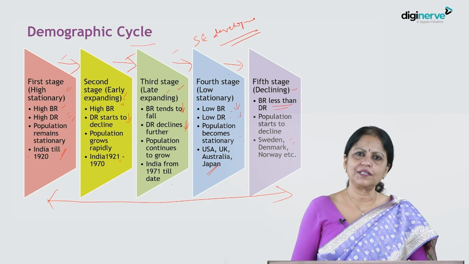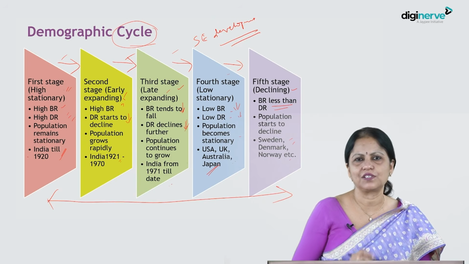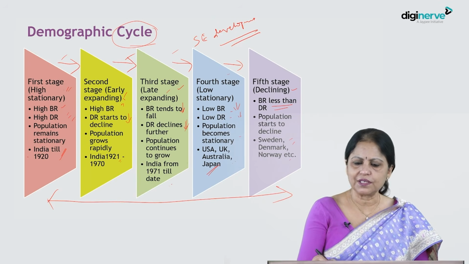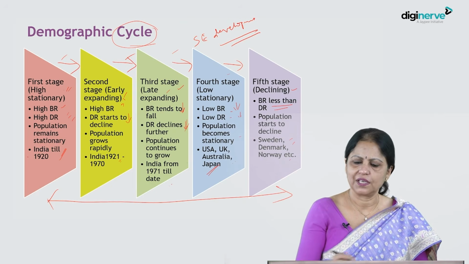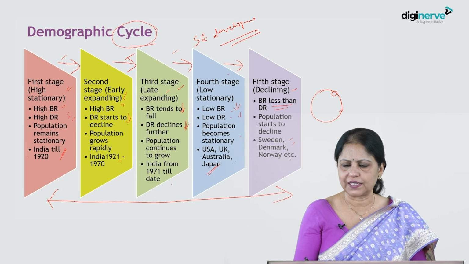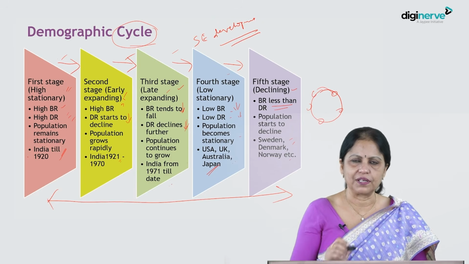So this is known as a demographic cycle. But though we use the word cycle, it is not a cycle. It is a linear one, as I've told you, because once a country has reached the fifth stage, it does not go back to the first stage. A cycle ideally has to be round. So first stage, second stage, third, fourth, fifth, it is supposed to go back to first. So this is not what is happening here. Hence, it is a linear one, not a cycle.